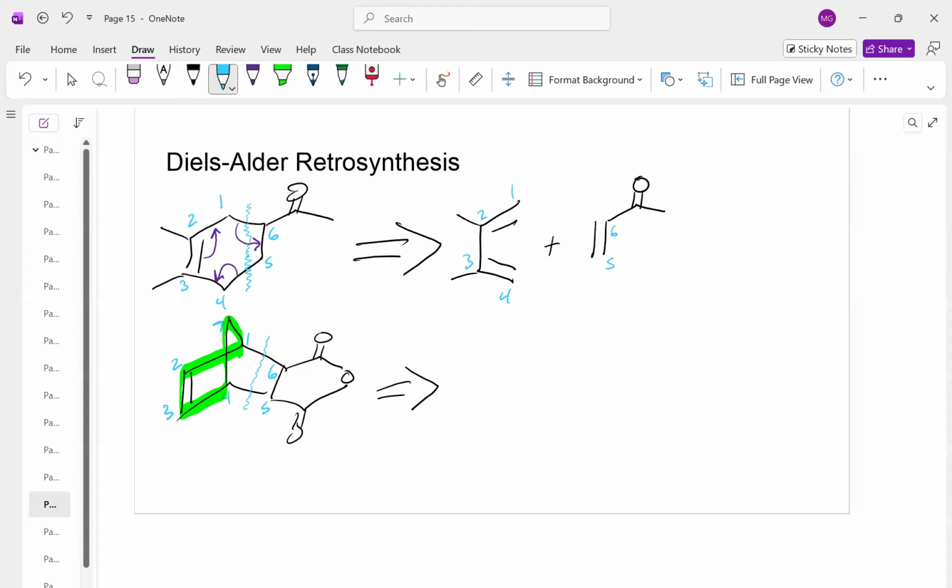And I'm going to imagine breaking those sigma bonds. So let's do a backwards, or a retro, Diels-Alder here. So move that pi bond between 1 and 2. This bond will break to go back to 5 and 6. And then this one will go back here between 3 and 4.